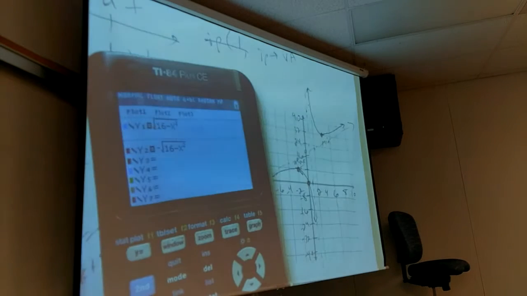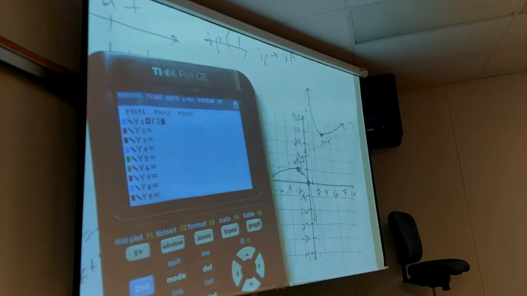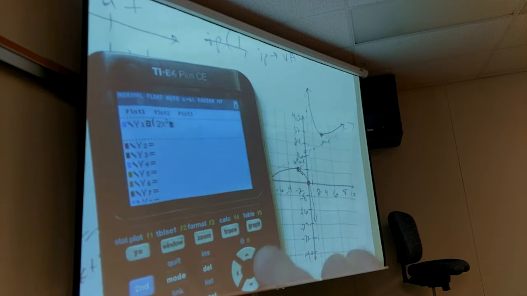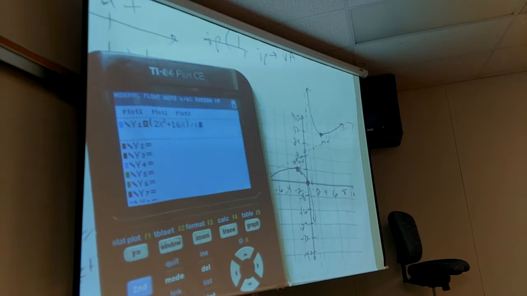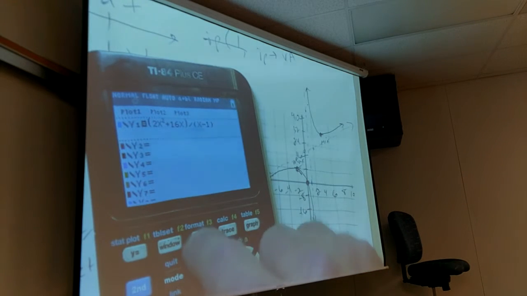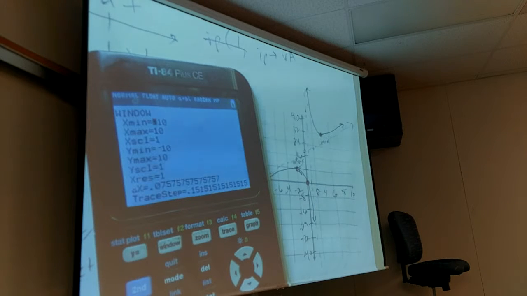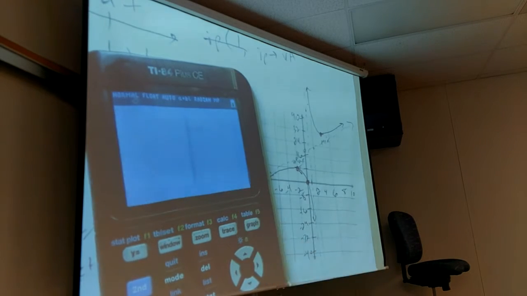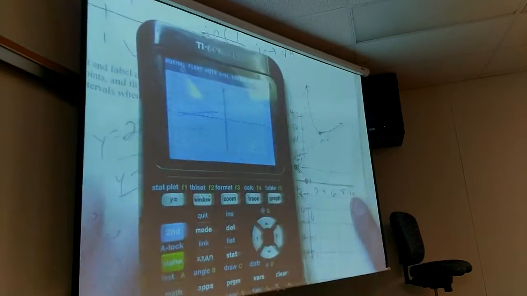So again, if I just want to check it real quick, we put in here 2x squared plus 16x divided by x minus 1. Okay. And then let's make my window the same. I go from -10 to 10, and I go from -40 to 40. Let's see if we are completely wrong, or what's up.